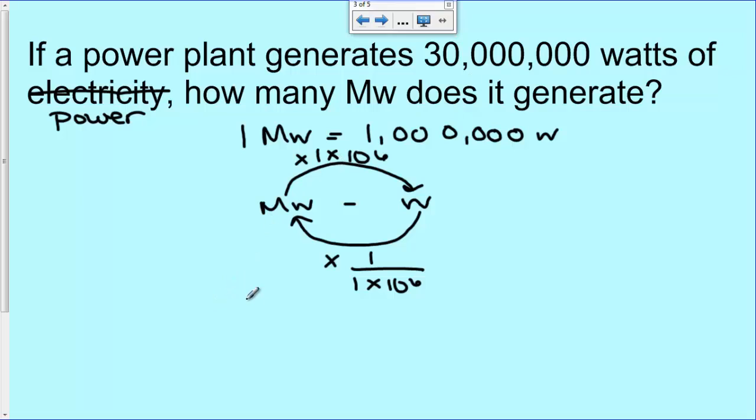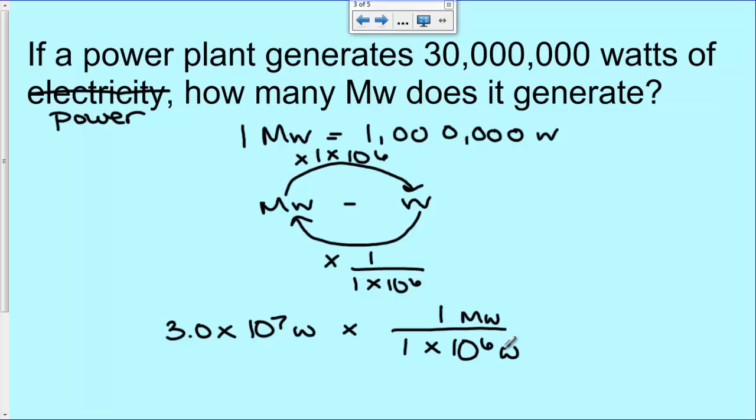Knowing this information, if I have 3.0 times 10 to the 7th watts, I would multiply that number by 1 megawatt over 1 times 10 to the 6 watts. Watts are going to cancel out, so good, I'm going to be left with megawatts, which is what I want. 3 divided by 1, of course, is 3.